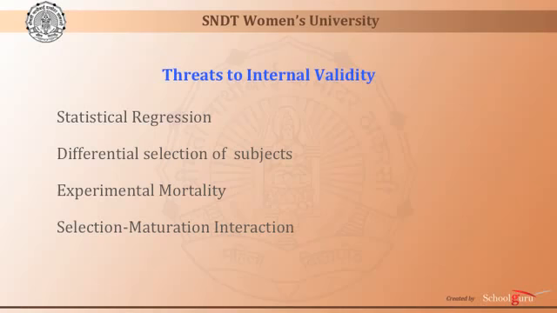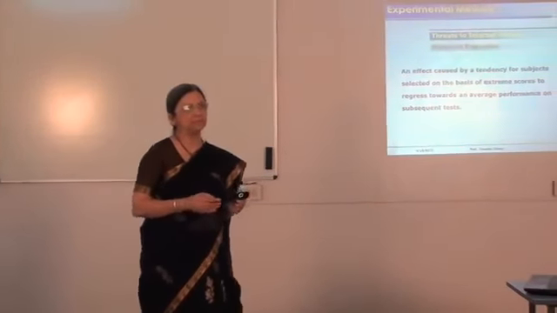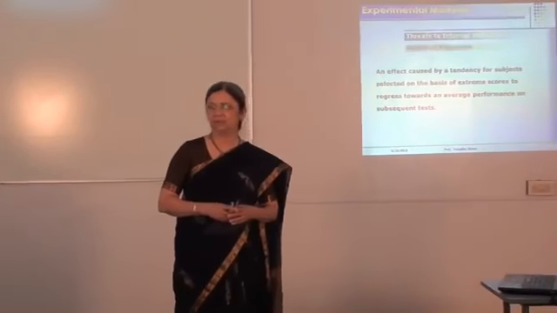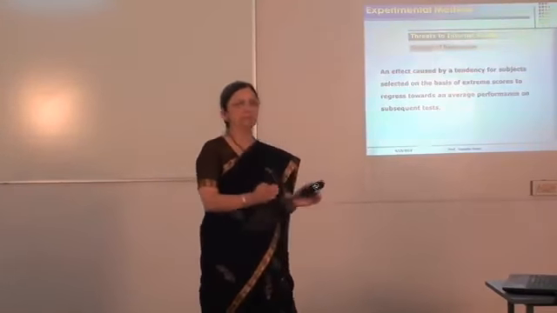Statistical regression. Differential selection of subjects, experimental mortality, selection-maturation interaction. What is statistical regression? Have you heard this word, regression? To regress means to come down. So regression means if you take a statistical average, there is a tendency that scores come down or come up to the averages. So if you have extreme scores, you have already studied statistics, there is a tendency of extreme scores going towards averages.